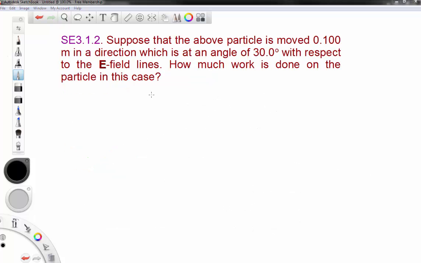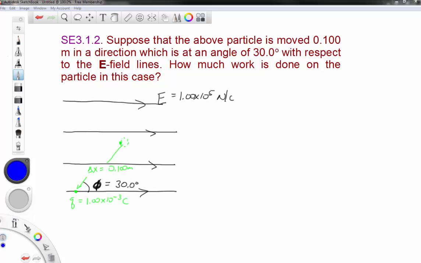Okay, now we're supposing that the particle is moving by 0.1 meters in a direction at an angle of 30 degrees with respect to the field line. So same field, same charge, all that. Now we want to know what's the work done again. All right, so here's the drawing that goes basically with that scenario. So the work done is, again, Q E delta x cosine phi.